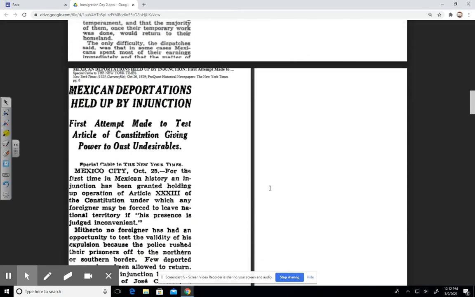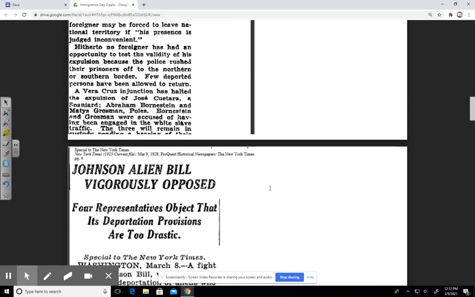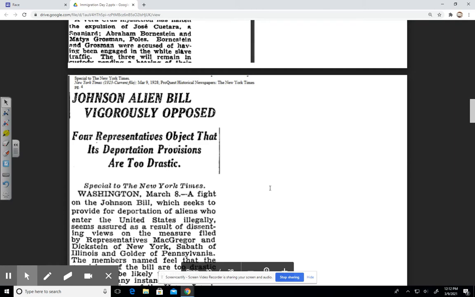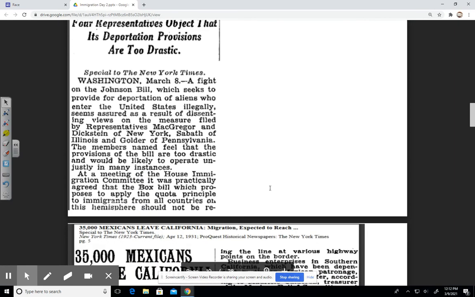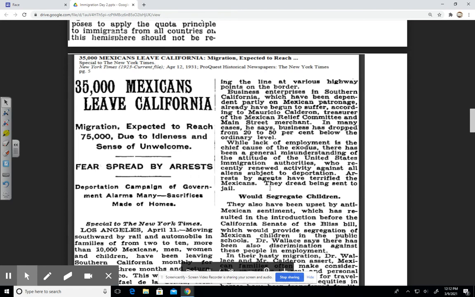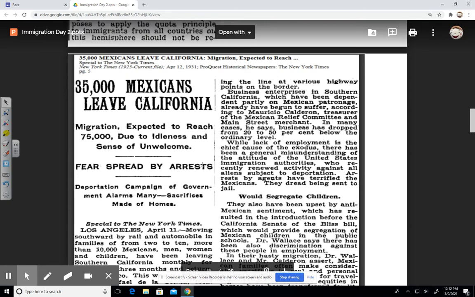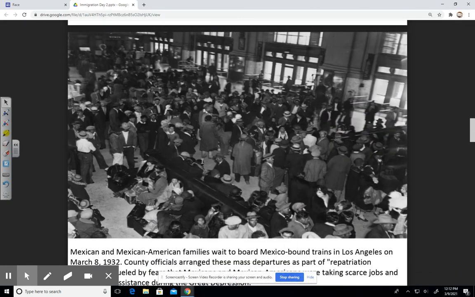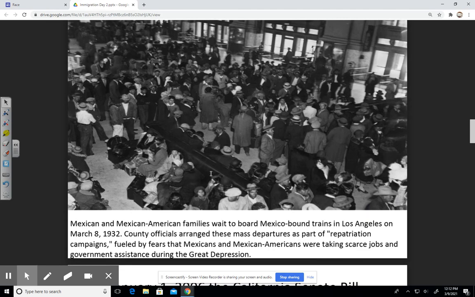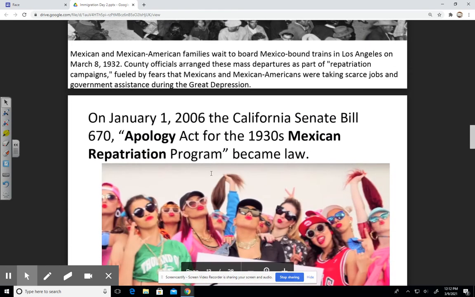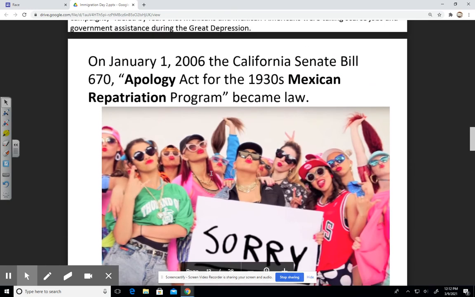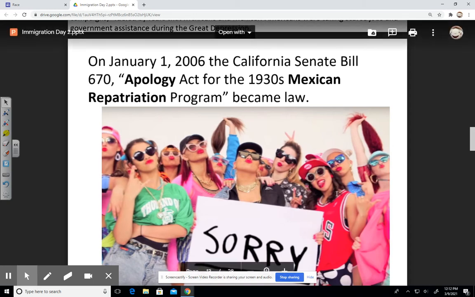So here we see Mexican deportation held up by an injunction. Deportation positions are too drastic, so we see some criticism. 35,000 Mexicans are leaving California. What's the date here? Looks like 1931. Here we see some images from the Mexican Repatriation Act, where again, Mexicans were sent back. Here we see 2006, there was an apology that was issued for the Mexican Repatriation Act.